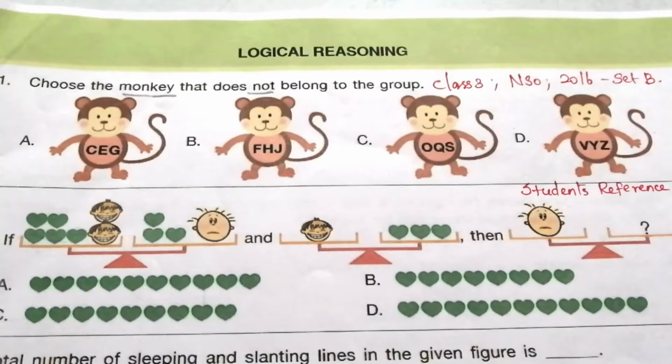Today we are going to discuss the 2016 Set B NSO question paper for class 3 students. I have already uploaded some other IEO, NSO and IMO question papers for class 3 students. Please go to the playlist in Students Reference and click Olympiad class 3 to get these question papers.